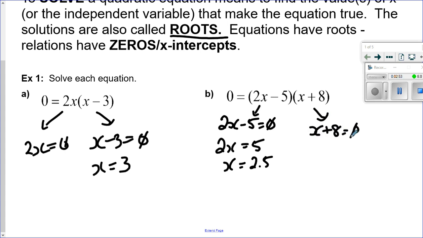Really what's happening is that you're dividing both sides by x plus 8, which leaves you with 2x minus 5. Or you divide both sides by 2x minus 5, which leaves you with x plus 8. And the algebra itself, I'd like to think, is self-explanatory at this point. Hopefully you're good with it.